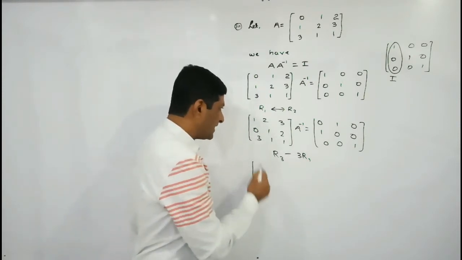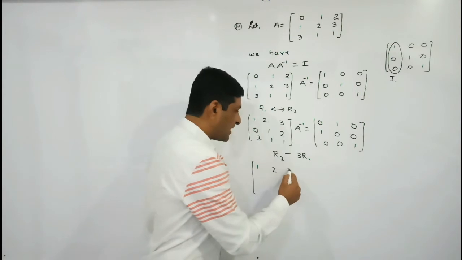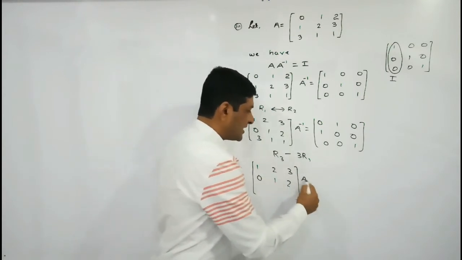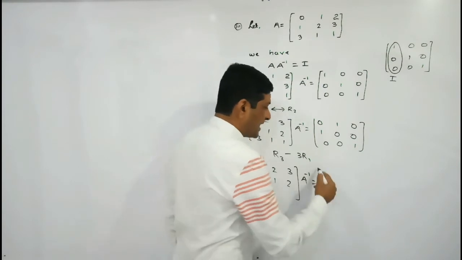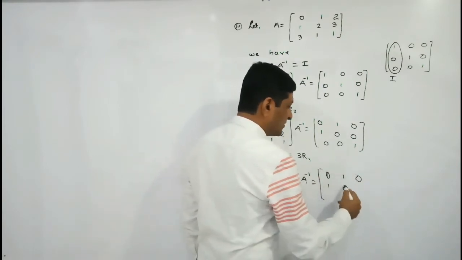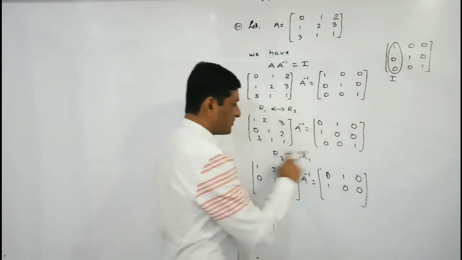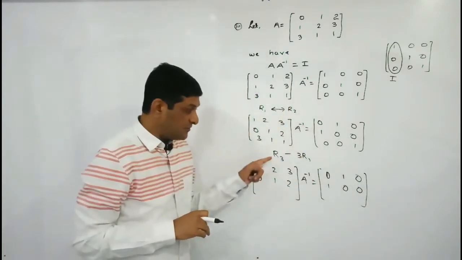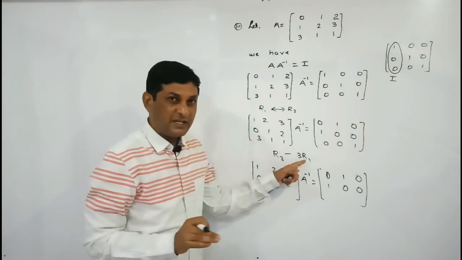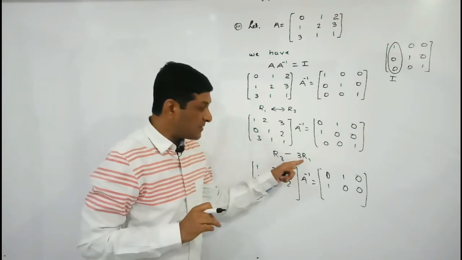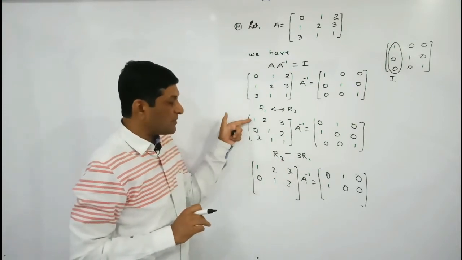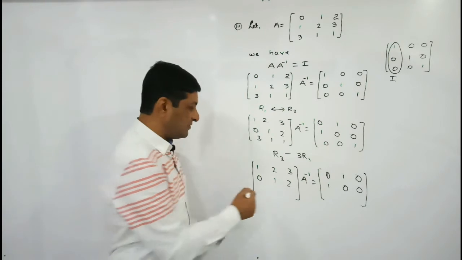So our operation is on R3, so keep the elements of R1 and R2 as they are, 0, 1, 2. On this side also keep the elements of R1 and R2 as they are, that is 0, 1, 0, 1, 0, 0. Now perform this operation on R3. Whenever we are performing an operation on R3, observe that we are using the corresponding element of what? R1, and we are multiplying R1 by what? Minus 3. So multiply R1 by minus 3. Minus 3 plus 3 will become 0.